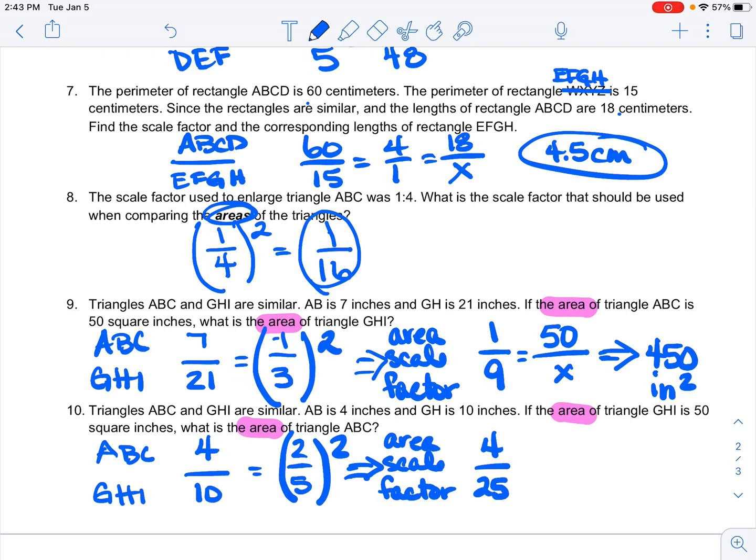Now the area of GHI is 50. So the 50, is it going to go on the top or on the bottom? It is going to go on the bottom. X is going on the top. 4 times 50 divided by 25. X is going to be equal to 8. So the area of triangle ABC is 8 inches squared.